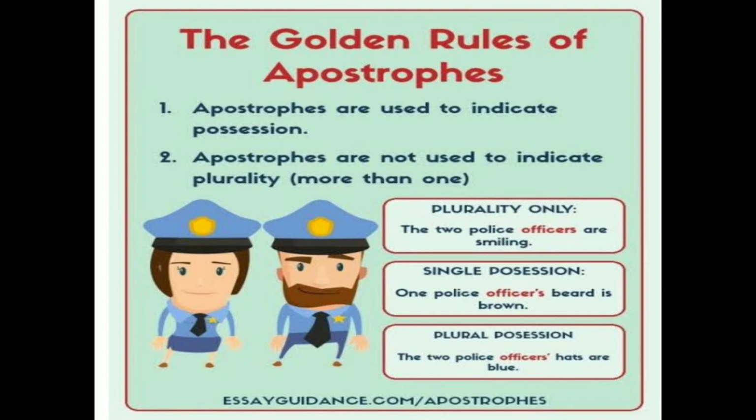Now next learn about the apostrophes. Apostrophes are used to indicate possession. Apostrophes are not used to indicate plurality, more than one. Plurality only, the two police officers are smiling. Single possession, one police officer's beard is brown. Plural possession, the two police officers' hats are blue.